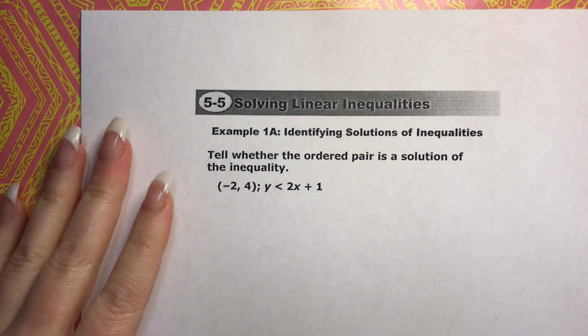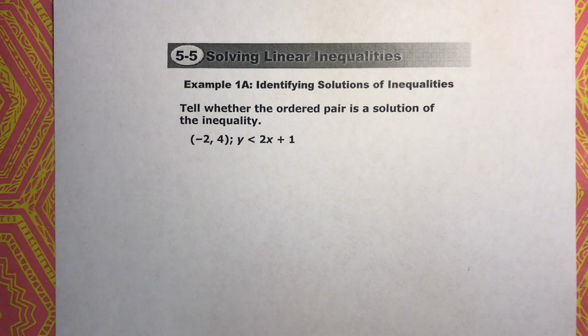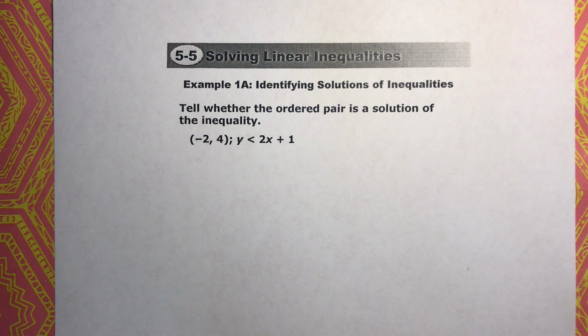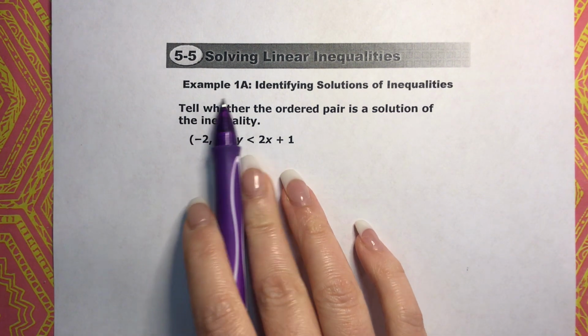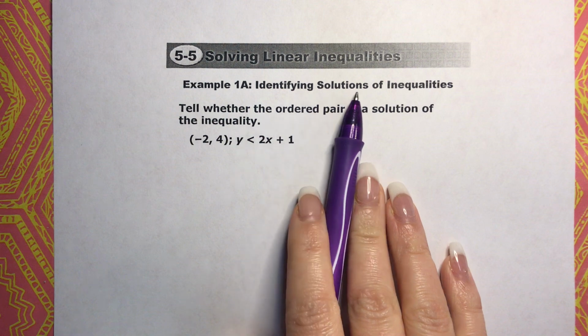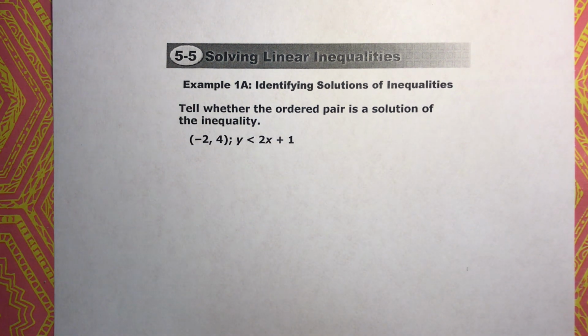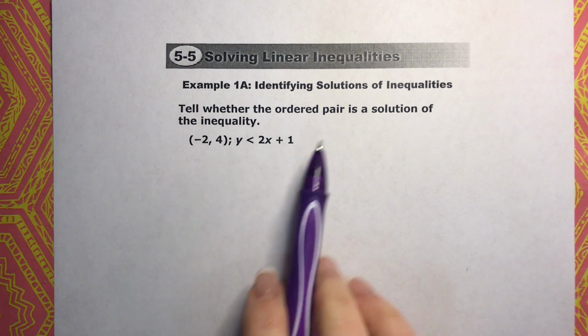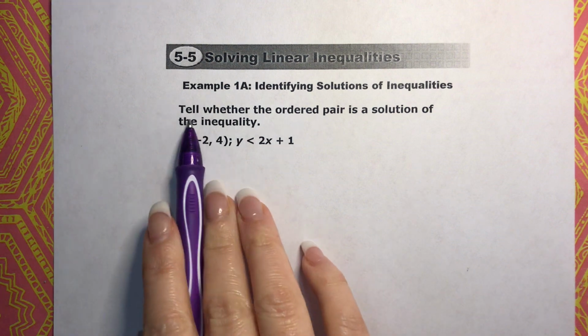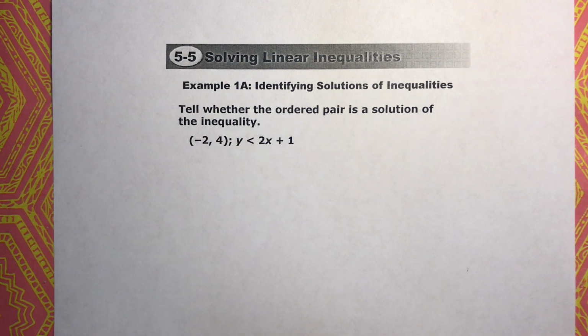So let's get started with example 1. And it's actually pretty easy. I think you guys are just going to get this pretty quickly. Example 1, identifying solutions of inequalities. And I remember that you guys did this back, well, no, you didn't, but that's okay. You're going to be able to do this. So tell whether the ordered pair is a solution of the inequality.